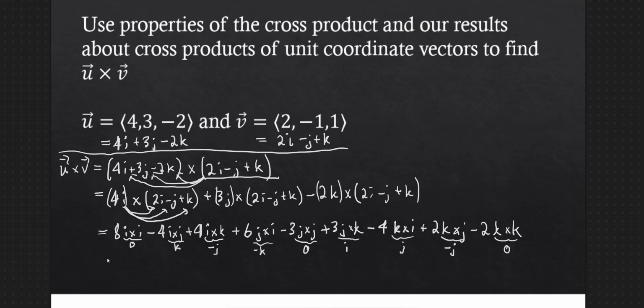So let's collect everything we have here. This was minus 4k. Here we have a minus 4j, because this was minus j. We have a minus 6k, a 0 here. We have a 3i. We have a minus 4j. And we have a minus 2j.